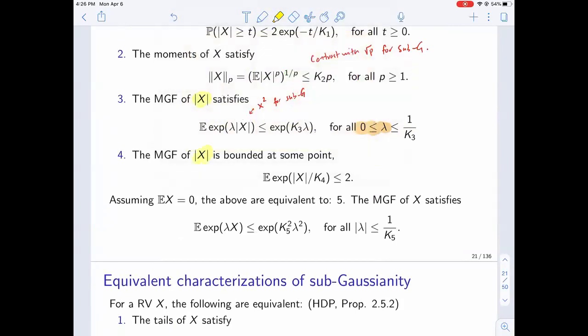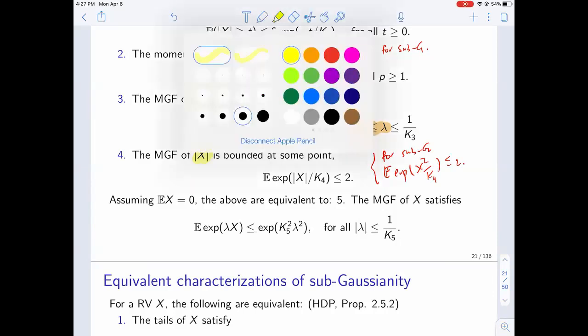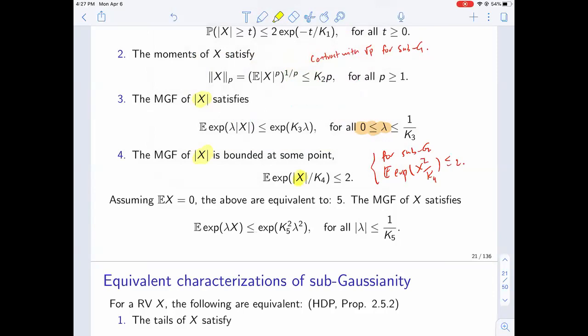The more interesting one is this version 4, which is a special case of 3. For the sub-Gaussian case, we needed the exponential of x squared over k4 squared to be bounded by 2. Here we just do it for the absolute value. The absolute value is much easier to satisfy than x squared, so it's a milder condition, as you can see. This is saying that the MGF of the absolute value of x is bounded at some point.